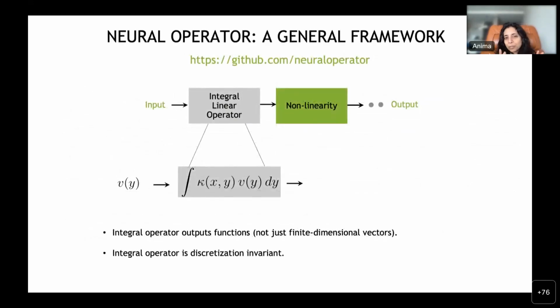Yeah, so just to reiterate, the framework of neural operators is taking ways to compute these integral linear operators and composing them with nonlinearity to give it expressivity. By learning blocks that compute integral linear operators, we still keep discretization invariance. And that ability to have both aspects, discretization invariance and nonlinearity, is crucial.